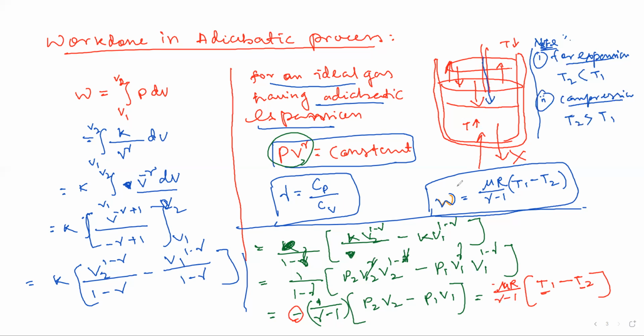So this is the work done, and it will be used in the Carnot cycle and also in other processes where the adiabatic process is involved. You can use this result of the work done. I hope it is clear.